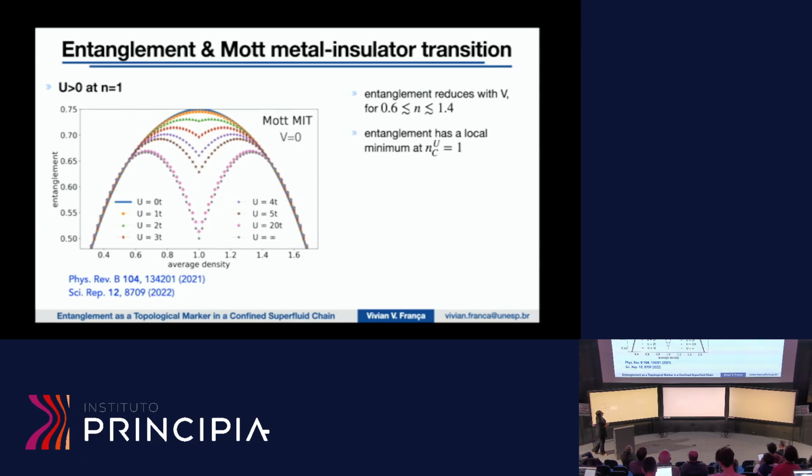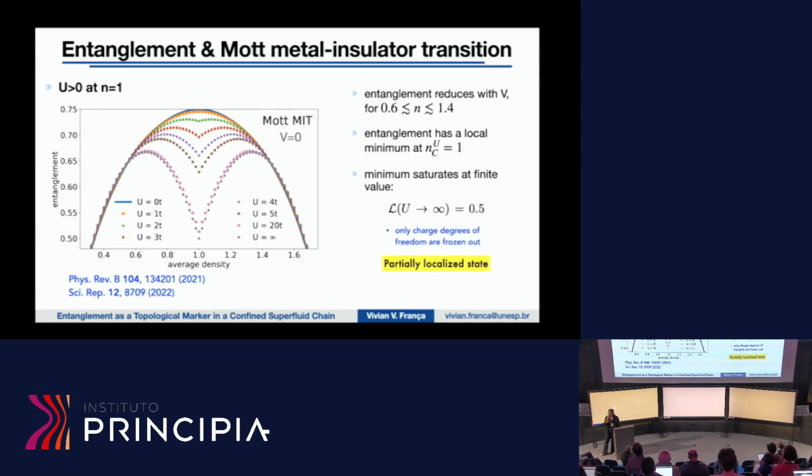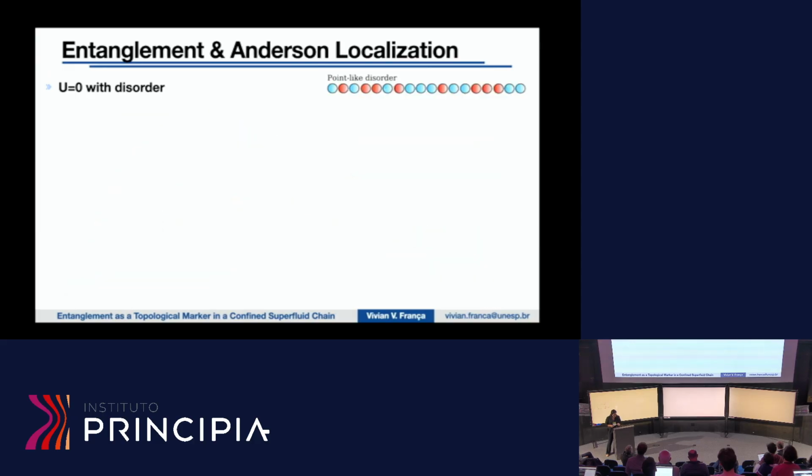And this thing here is interesting. This is the signature of the Mott insulator transition seen from the viewpoint of the average entanglement. But the interesting thing is that it does not go to 0. Instead, the entanglement there reaches a minimum, which is 0.5. We can show it analytically, actually. The point is that this occurs because in this particular case, the spin degrees of freedom remain in the system, so you still have some finite entanglement there. So we call this a partially localized state, just to give you a comparison to the Anderson case, which will be shown right now.